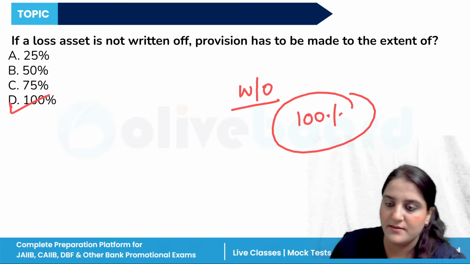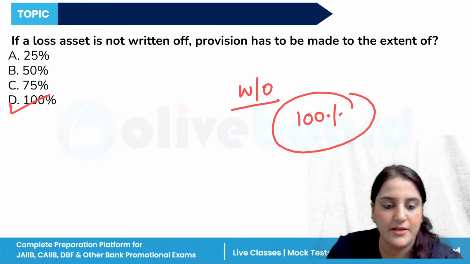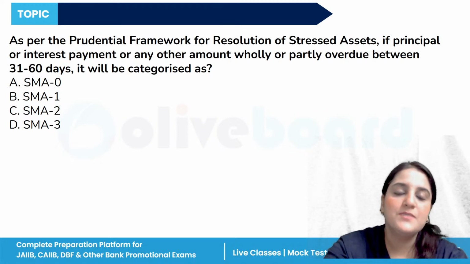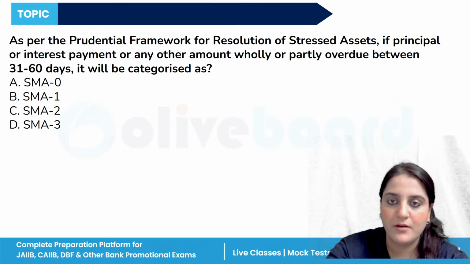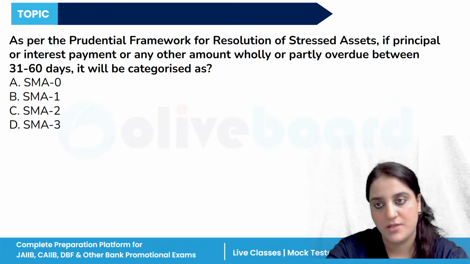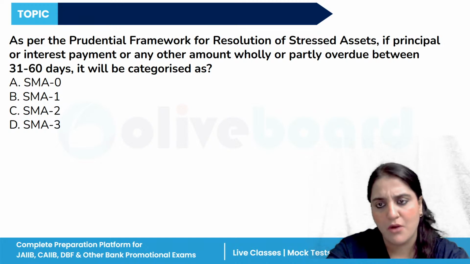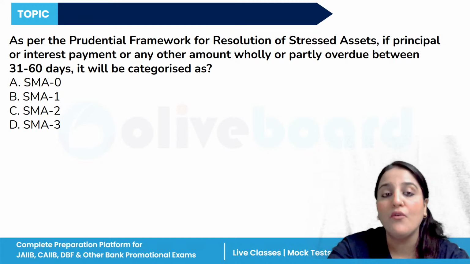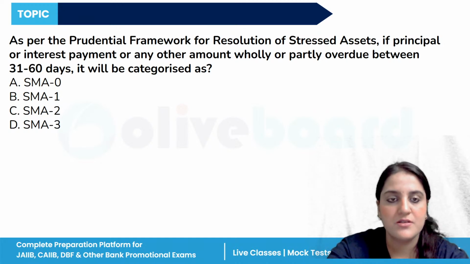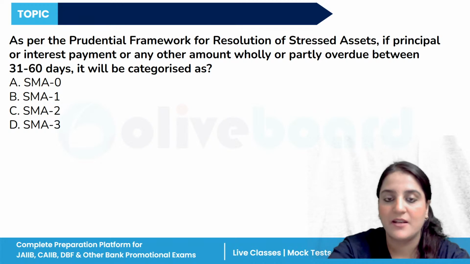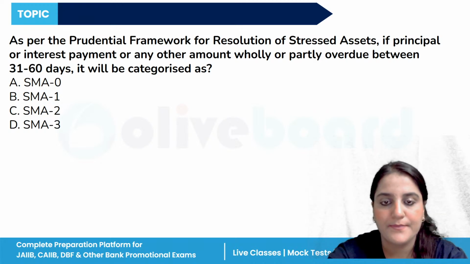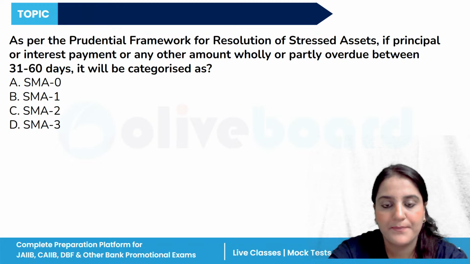Yes, answer C is correct, Rajni ma'am and Yogesh sir, very good. As per the prudential framework for the resolution of stressed assets, if principal or interest payment or any other amount is wholly or partially overdue between 31st to 60 days, it will be categorized as a special mention account.